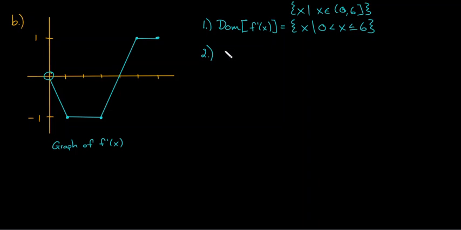I want to know, what are the critical numbers? 1, 3, 5, and 6. Like, come on now. Yes, I did. 1, 3, 5, and 6 is not correct. What's a critical number? How do you find a critical number?